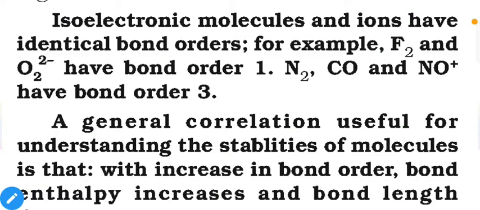Now let us compare N2, CO and NO plus. One nitrogen atom contains 7 electrons, so N2 will have 14 electrons. In case of CO, carbon contains 6 electrons and oxygen contains 8 electrons, so the total is 6 plus 8, 14. In case of NO plus, nitrogen contains 7 electrons and oxygen contains 8 electrons, so in total we have 15, and it carries a positive charge, so you have to remove one electron, so the total number of electrons will be 14. So all of them carry 14 electrons and the same bond order, which is 3.